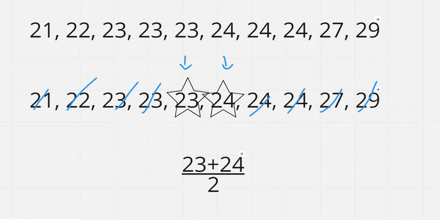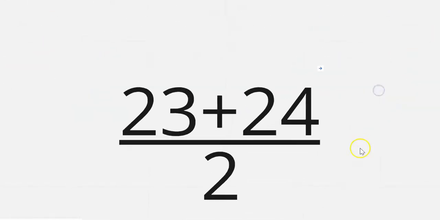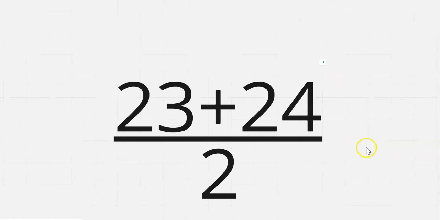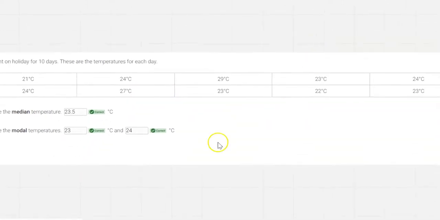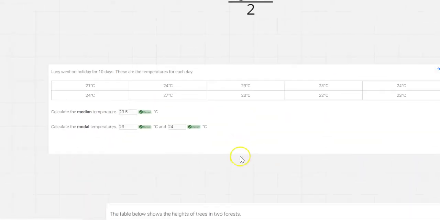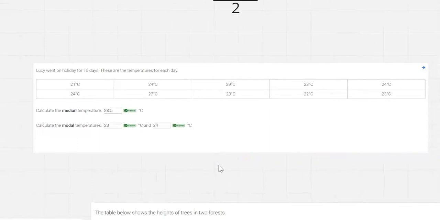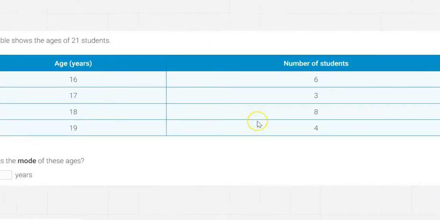Remember, we work out the mean of those numbers, or in other words, add the 2 numbers together and divide by 2. 23 plus 24 divided by 2 comes to, as you can see in the answers, 23.5 as the median. That number's not even there, but it's the middle of all the numbers that we're trying to find. There are 2 modes, 23 and 24. So again, there can be 2 modes or there can be no modes.